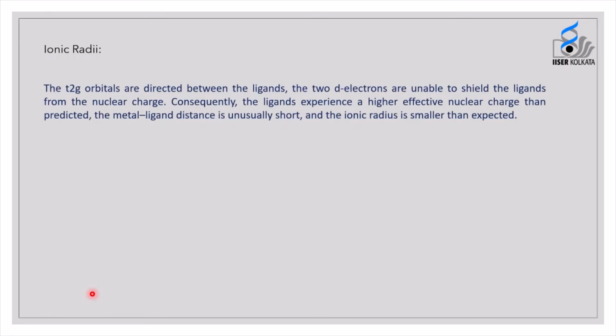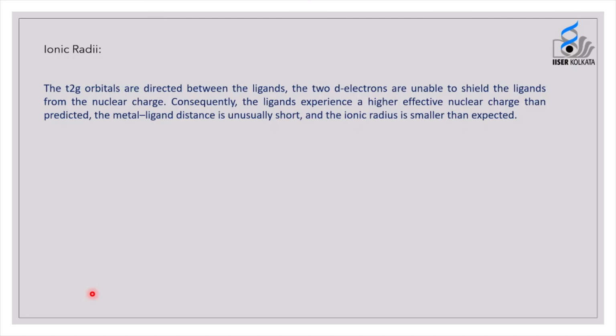The t2g orbitals are directed between the ligands. The two d electrons are unable to shield the ligands from the nuclear charge. Consequently, the ligand experiences a higher effective nuclear charge than predicted. The metal-ligand distance is unusually short, and the ionic radius is smaller than expected.